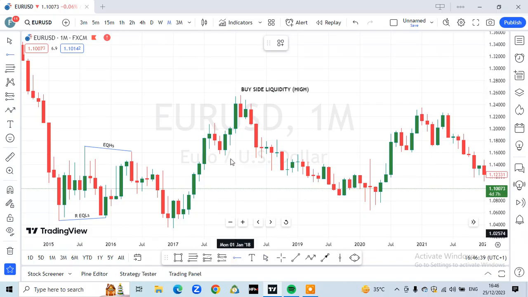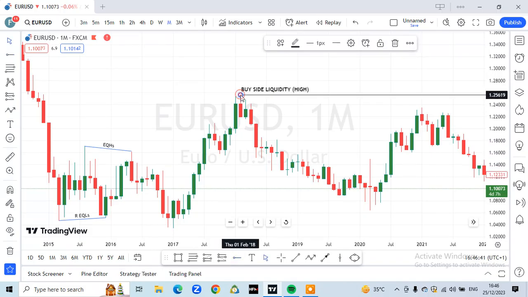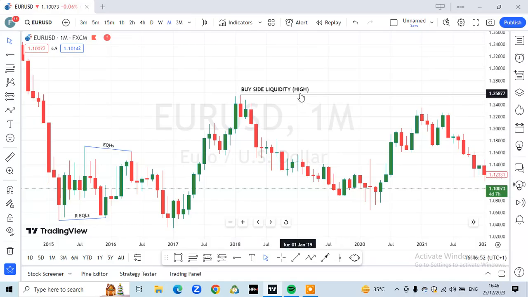Let me take this. This high, there's liquidity above here. We call it buy side liquidity. You can tag it as a high. You can tag it also as buy side liquidity. Why is it a reference? Because there's liquidity above here. You see this point? This is a high. There's liquidity lying above this place. So when the market came down to a reference point, it went up to take out this high.